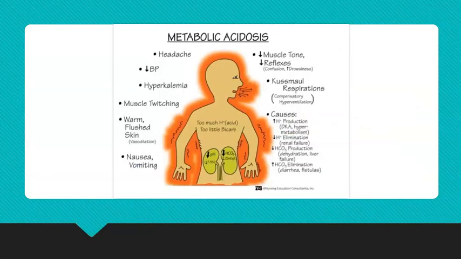When we have metabolic acidosis, a whole bunch of causes for this. So you have your electrolyte imbalances related, hyperkalemia, confusion, drowsiness, low blood pressure. You're going to see these patients have warm, flushed skin as a result of the vasodilation. Nausea, vomiting can be a cause. They essentially have too much acid in their blood and not enough bicarbonate to neutralize that acid.